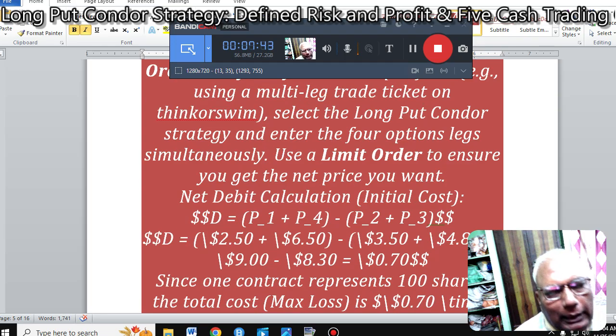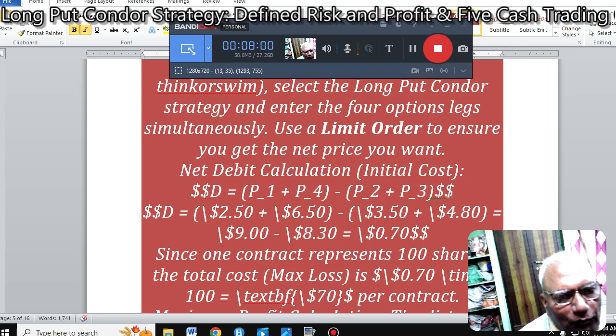Net debit calculation. Initial cost D equals P1 plus P4 minus P2 plus P3 dollars. D dollars equals 2.50 plus 6.50 minus 3.50 plus 4.80, equals 9.00 minus 8.30 dollars, equals $0.70.